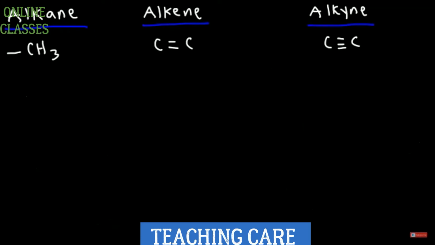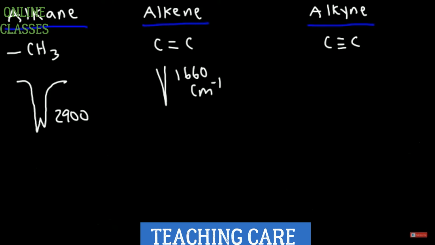Now let's talk about alkanes, alkenes, and alkynes. The alkane CH stretch has a signal of around 2900, which we talked about earlier. The alkene C double bond C signal is a weak to medium signal which shows up around 1660. Now the C triple bond C of an alkyne functional group is also a weak signal and it shows up around 2100 to 2200.